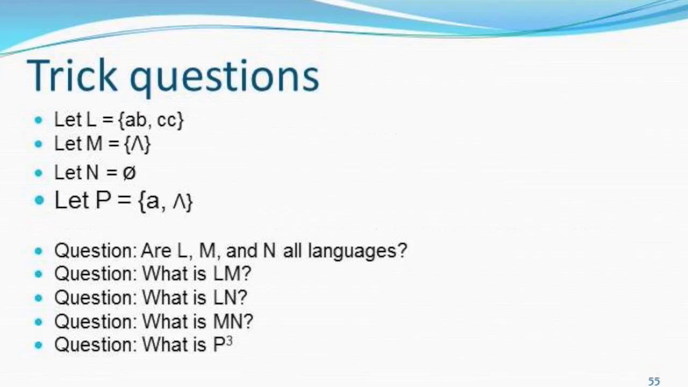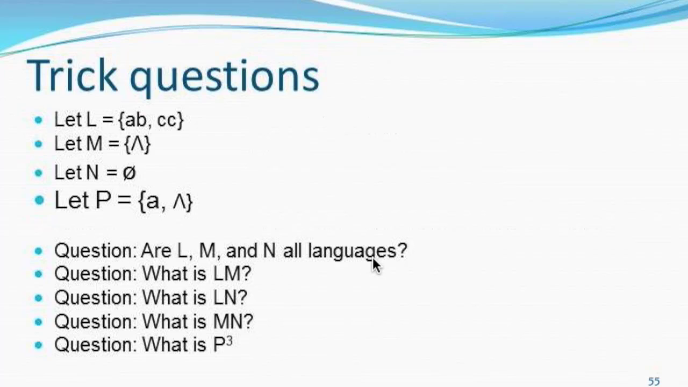Here are some questions that I'm calling trick questions. They're only really trick questions because I'm using some weird values for these sets. The truth is they're easy if you know your definitions. So if we define L, M, N, and P like this, the first question is, are L, M, and N all languages? Well, look at your definition.